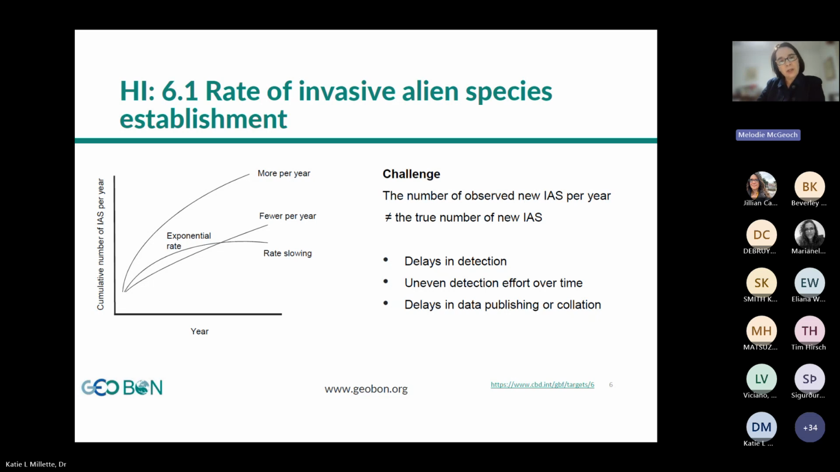But what the shape of these lines at the bottom tell us is, for example, that in this part of the curve over this time period, it looks as though there's an exponential increase in the rate of introduction. So the rates are actually going up. Whereas over here, it appears that the rate is actually slowing.